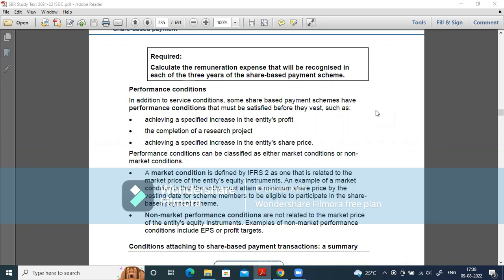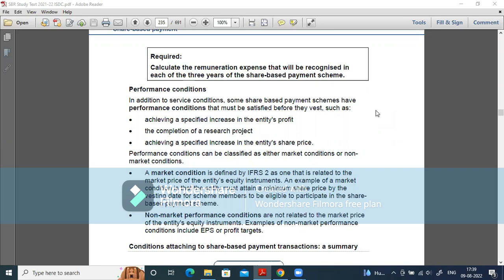Now, non-market-based performance conditions are nothing but achieving a specific sales target. It means employees can exercise the option if the company achieves a specific sales target, say sales of 50,000 or whatever the limit is. And other non-market-based performance conditions, like achieving a specific earnings per share or a specific net profit, are also non-market-based performance conditions.